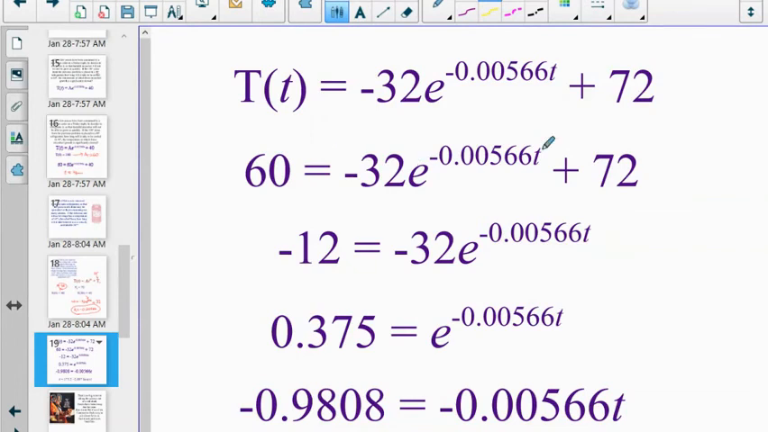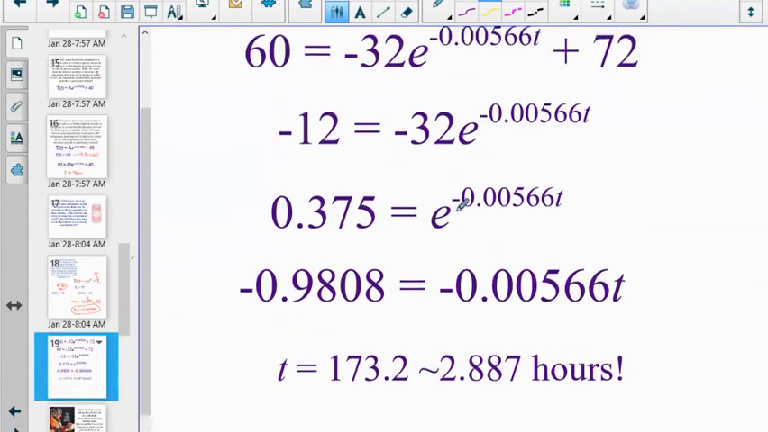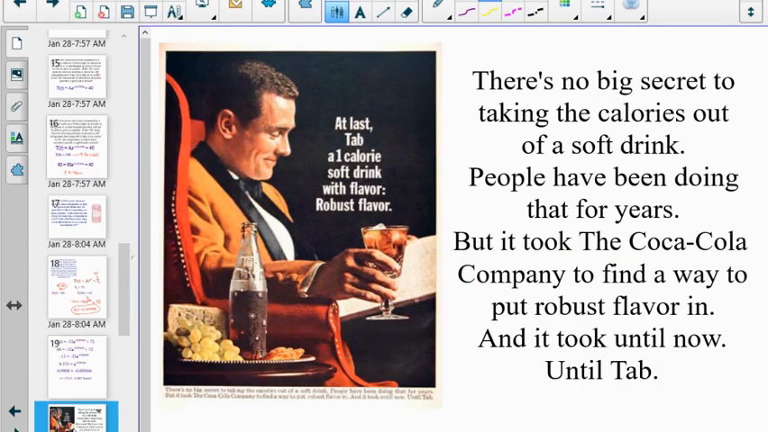So set it equal to 60, and here you can actually see my steps. Subtract 72, divide by negative 32, natural log of both sides, and then finally divide by negative 0.00566, giving us a time of 173 minutes, which translates to almost 3 hours. So it looks like I can take my time and sip my delicious beverage.